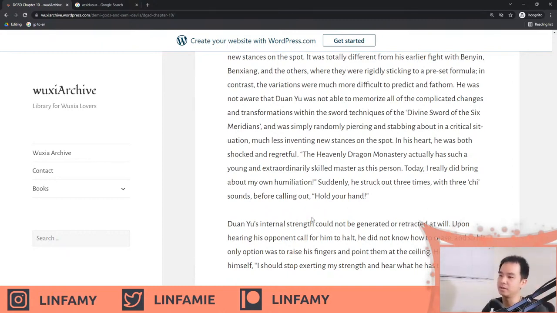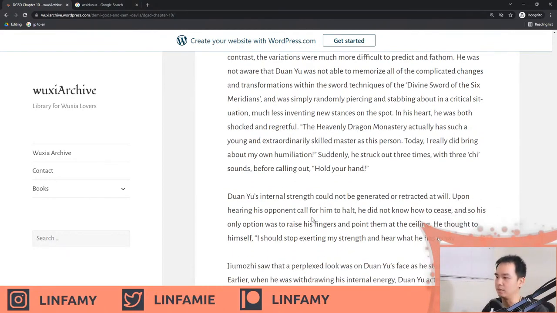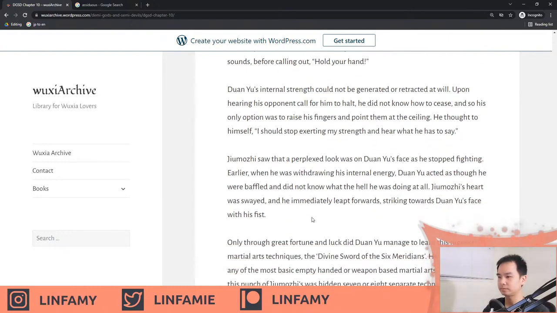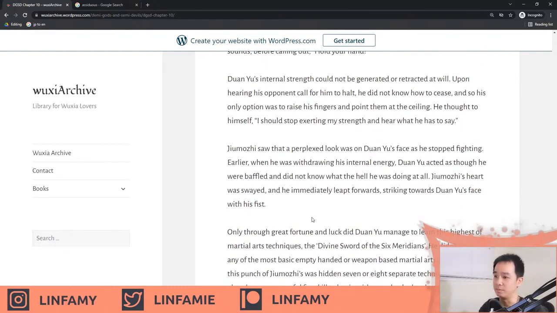Duan Yu's internal strength could not be generated or retracted at will. Upon hearing his opponent call for him to halt, he did not know how to cease, and so his only option was to raise his middle fingers and point them at the ceiling. He thought to himself, I should stop exerting my strength and hear what he has to say. Jiumotsu saw that a perplexed look was on Duan Yu's face as he stopped fighting. Earlier, when he was withdrawing his internal energy, Duan Yu acted as though he were baffled and did not know what the hell he was doing at all.